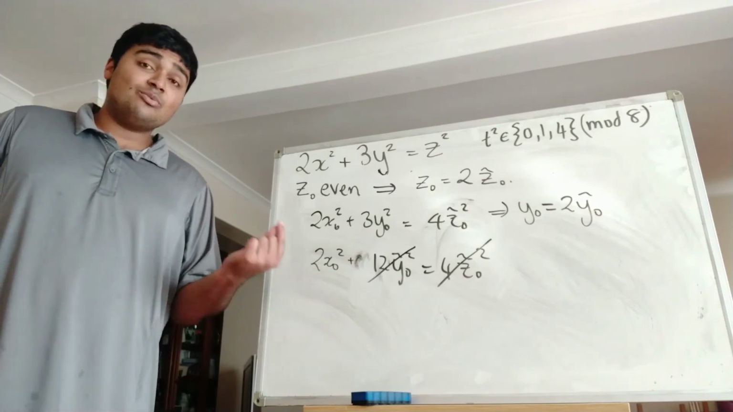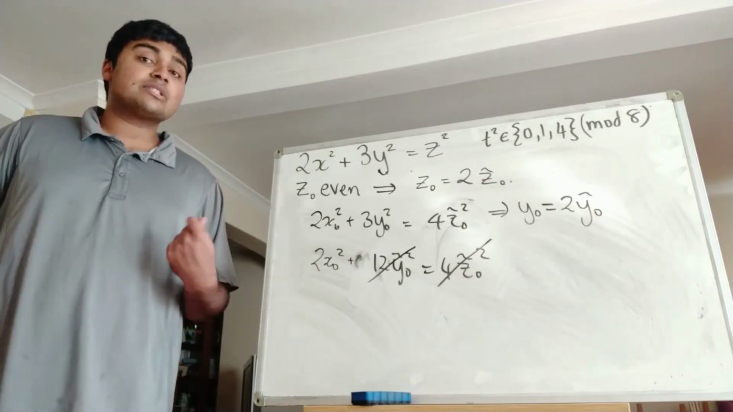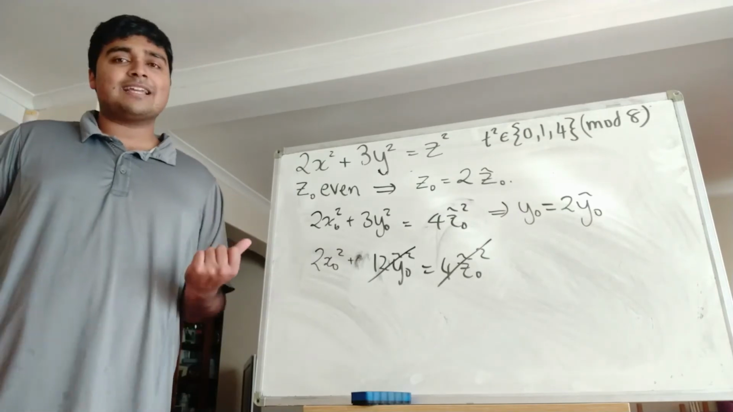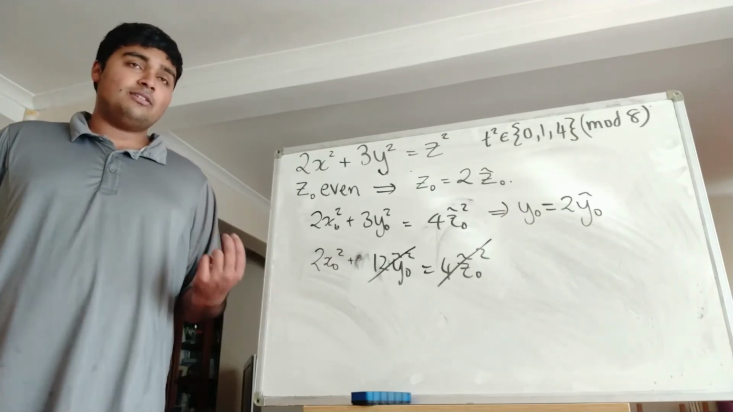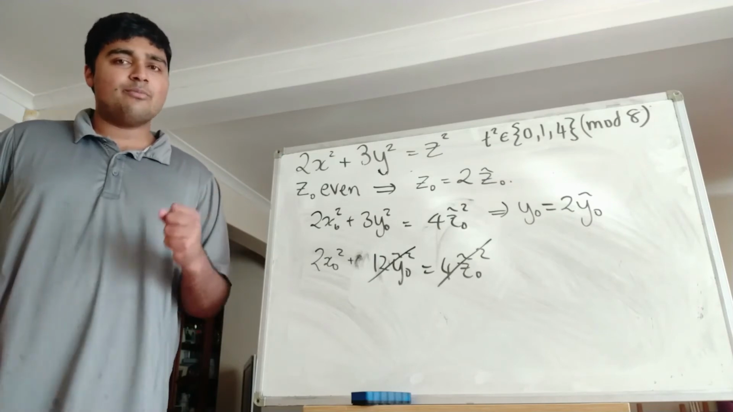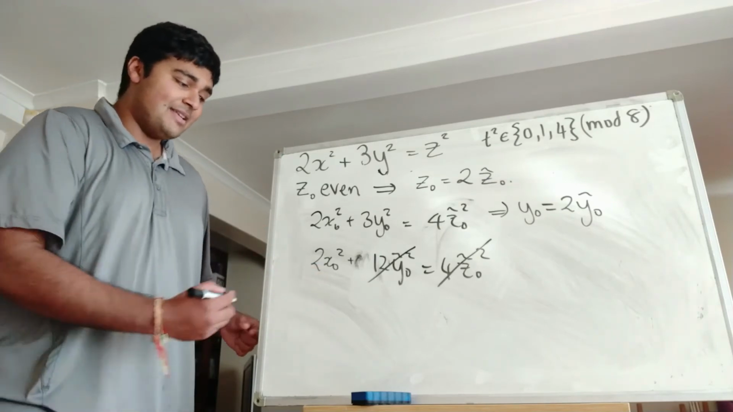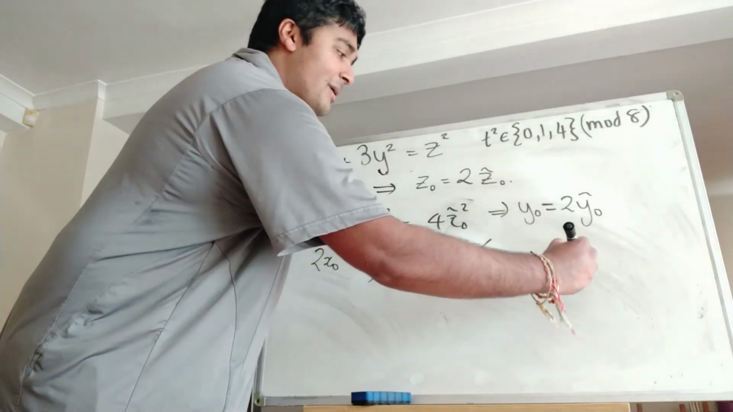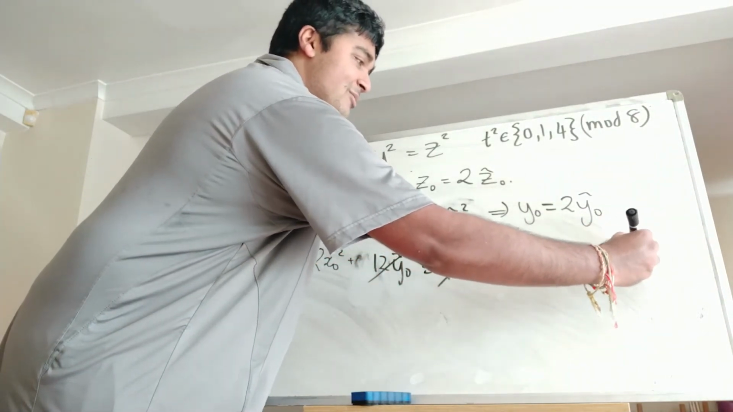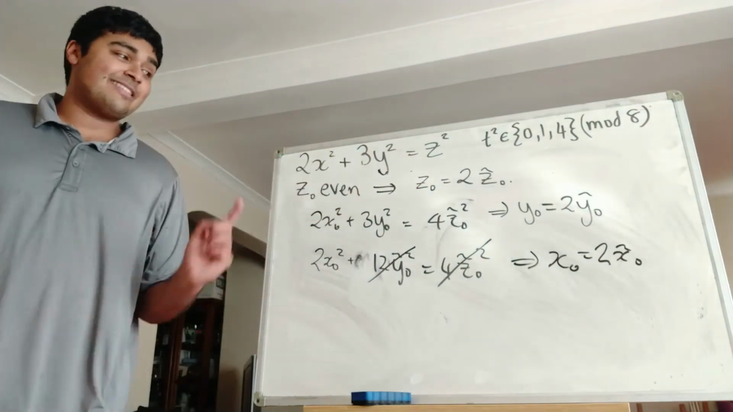Now, if x0 was odd, then that means x0 squared would be odd. So that means 2 times x0 squared would only be 2 mod 4 as opposed to 0 mod 4. So we must have that x0 is also even. So that means that x0 must be equal to 2x tilde 0. And you can probably see where we're going with this. We're going to plug that back into our equation.